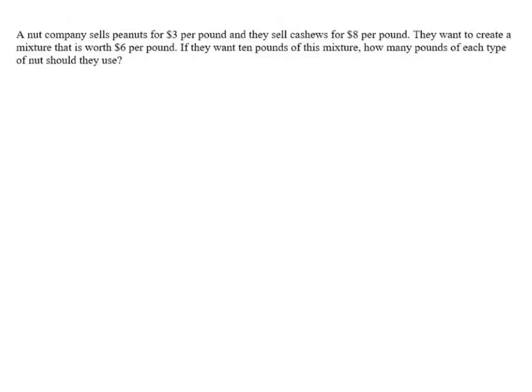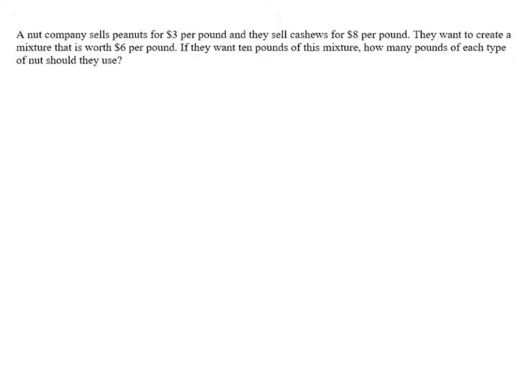A nut company sells peanuts for $3 per pound, and they sell cashews for $8 per pound. They want to create a mixture that is worth $6 per pound. If they want 10 pounds of this mixture, how many pounds of each type of nut should they use?